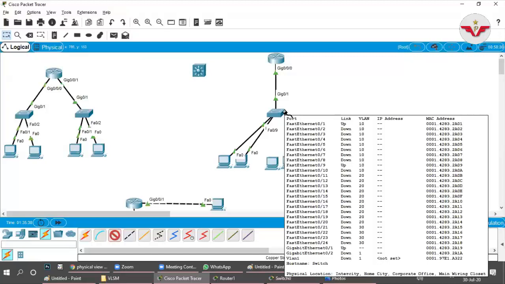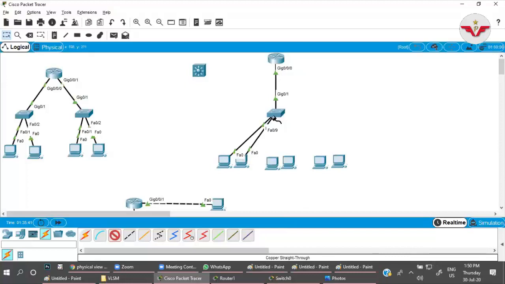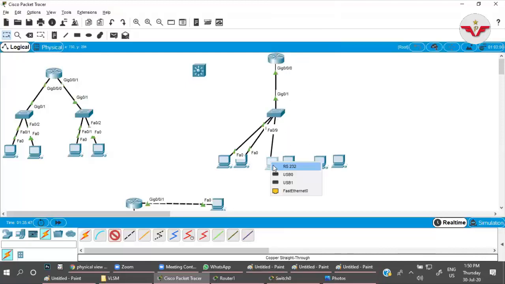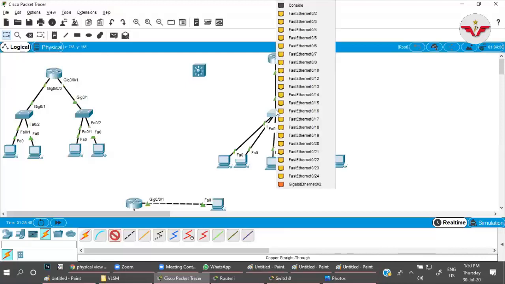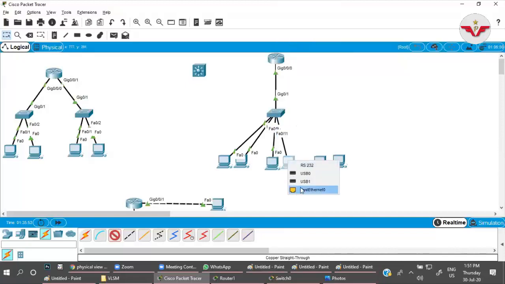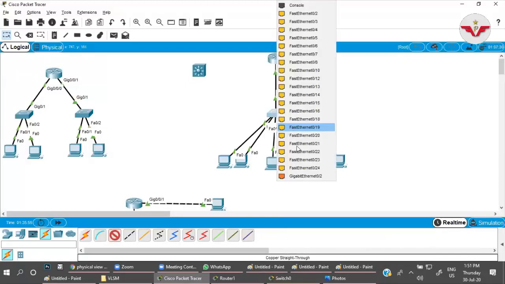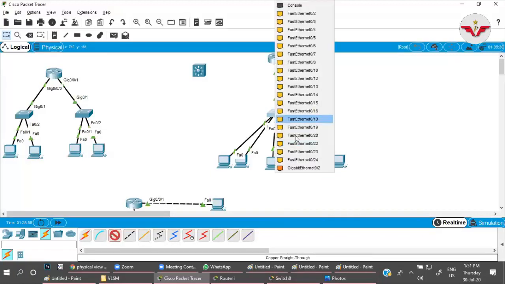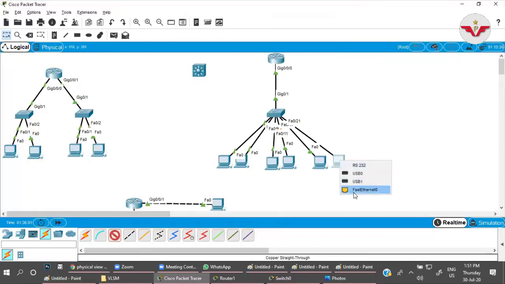Now these two PCs were in faculty, I have connected that. These two PCs of students, I have to connect either from port 11 to 20, anyone. And this is the back office, connected from 21 to 24, 21, 23, whatever. Now done.